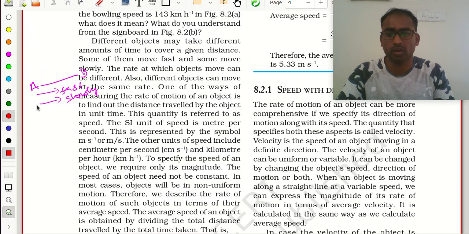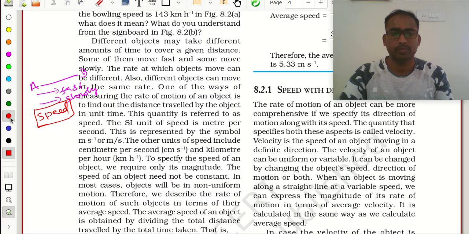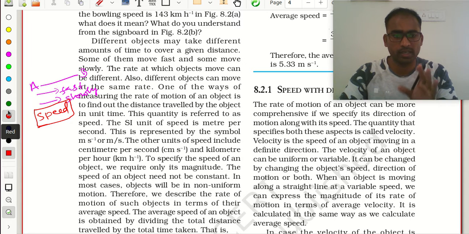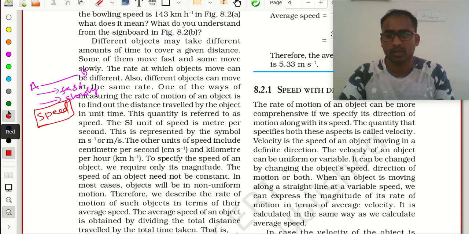So I need to involve one more physical quantity, that is known as speed. It means how much distance an object has traveled in a given unit of time. That is what I need to know. This quantity is known as speed: how much distance is traveled in a given amount of time.